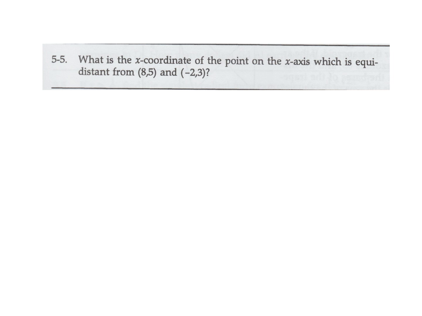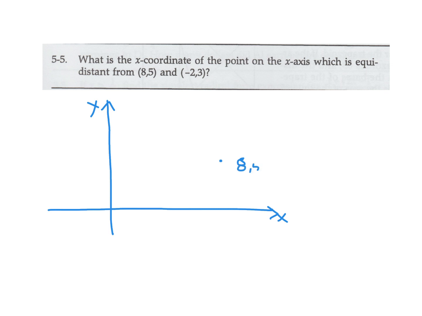What is the x-coordinate of the point on the x-axis which is equidistant from (8, 5) and (negative 2, 3)? Okay, let's draw a little diagram and let's see what we have. So x-axis, y-axis. So let's first put in the (8, 5). So (8, 5) is approximately here. (8, 5). And what's the other guy? (Negative 2, 3). So somewhere here approximately. (Negative 2, 3).